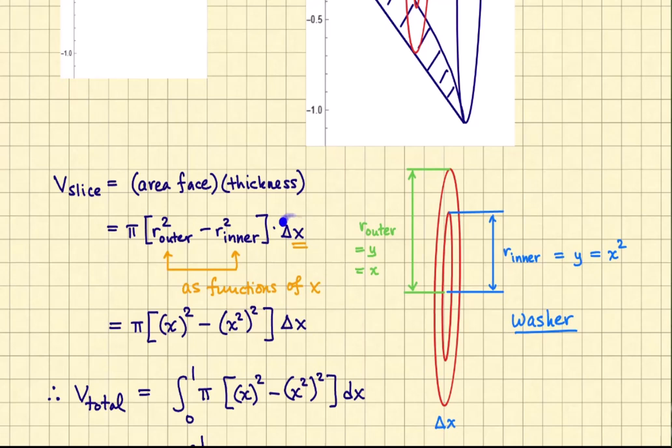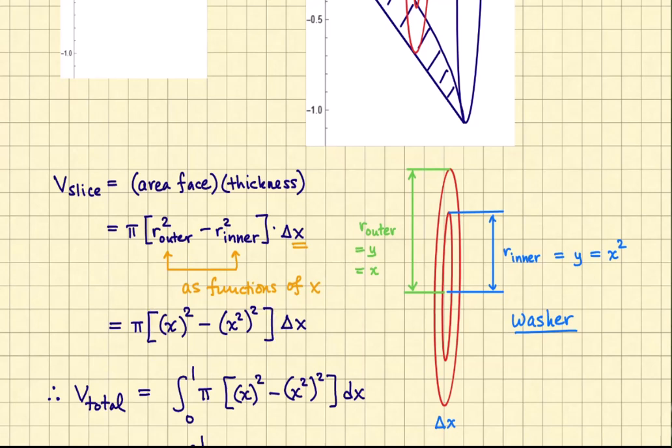This tells me right away that my thickness is delta x, so that means these radii must be written as functions of x. My hand is forced here. They have to be written as functions of x, not functions of y. When I do that, the r outer was x, but I'm going to square it, so I get x squared. The r inner was x squared, but I'm going to square it, so I'll eventually get an x to the fourth. The parentheses here are very important.